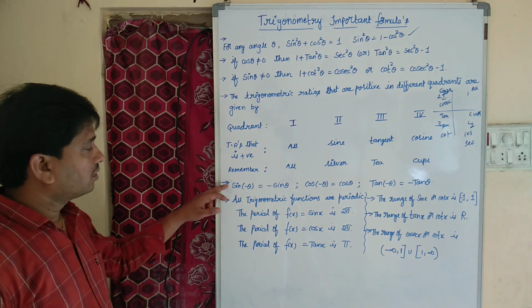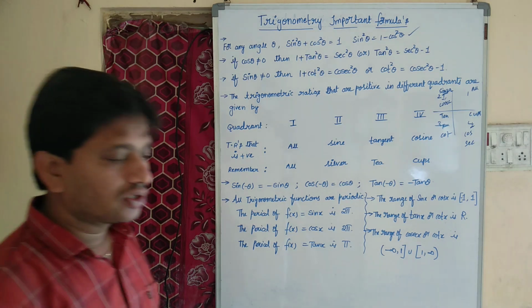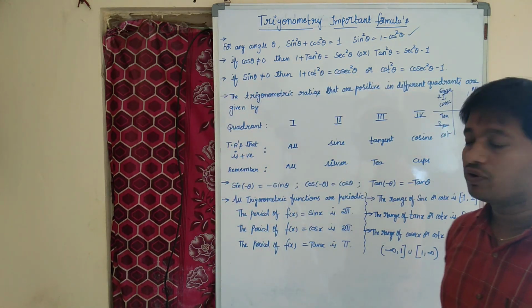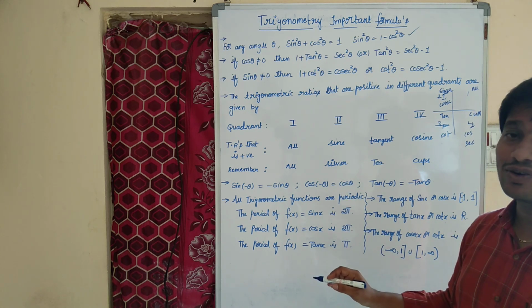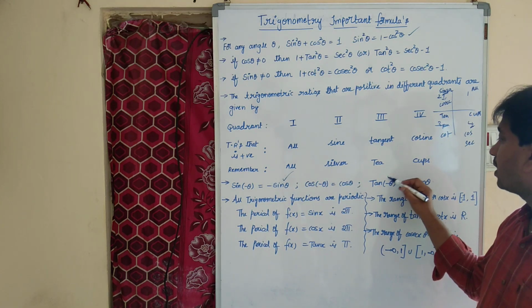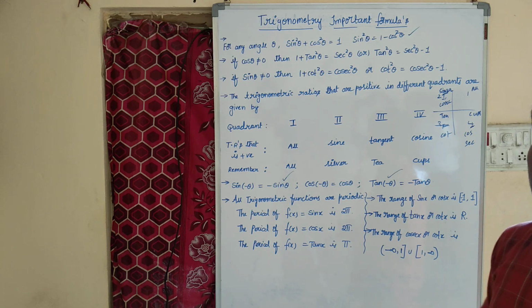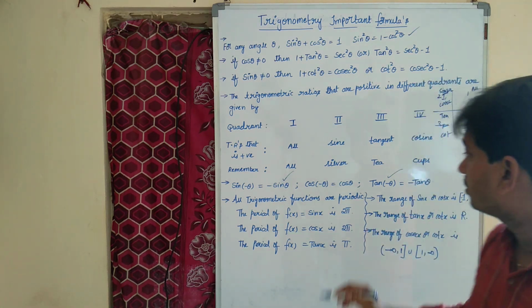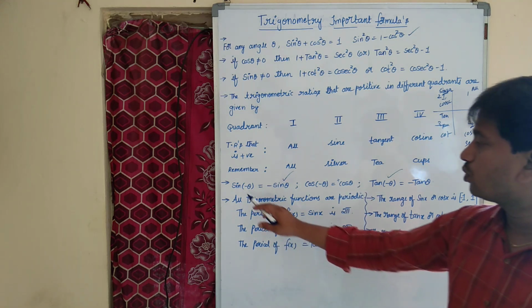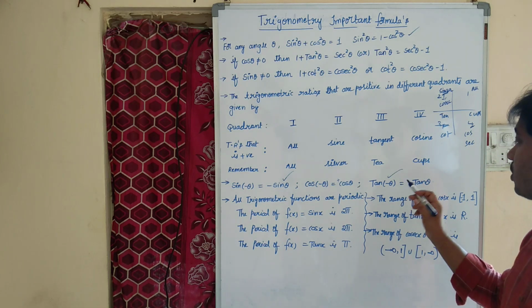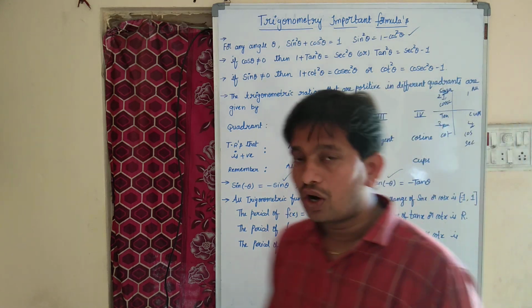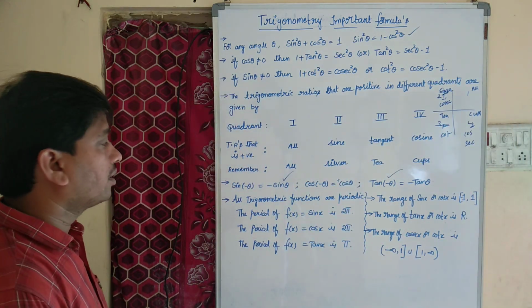Now coming to sin of minus theta. So sin of minus theta is nothing but minus sin theta, children. Okay, mostly students get confused: except cos and its reciprocal sec, all are negative. Sin of minus theta, minus sin theta. Tan of minus theta, minus tan theta. Cos of minus theta, plus cos theta. Sec of minus theta, plus sec theta. What about cosec of minus theta? Minus cosec theta. What about cot of minus theta? Minus cot theta. Right?